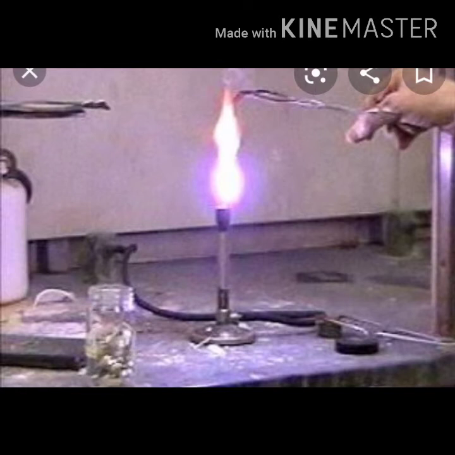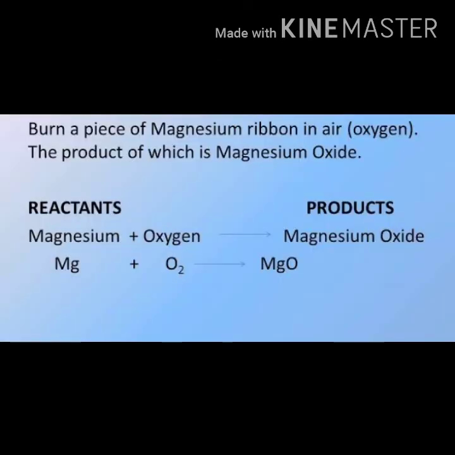Okay, this ash is magnesium oxide. What is the name? Magnesium oxide. So what happened to the metal magnesium now? That is totally converted to another substance called magnesium oxide. Physical appearance is completely changed. Chemically also it is changed. Chemically it is not magnesium now. It is magnesium oxide.